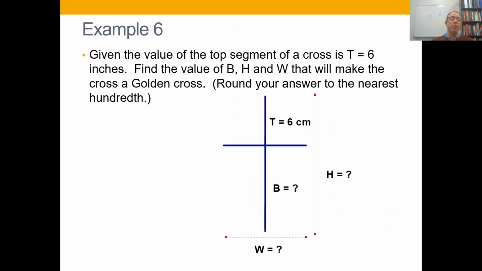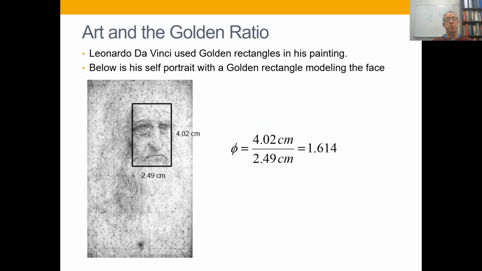Okay, there is an example 5 that you can do, and another golden cross example that I left in the notes. I wanted to highlight how to do a golden cross and a golden box.